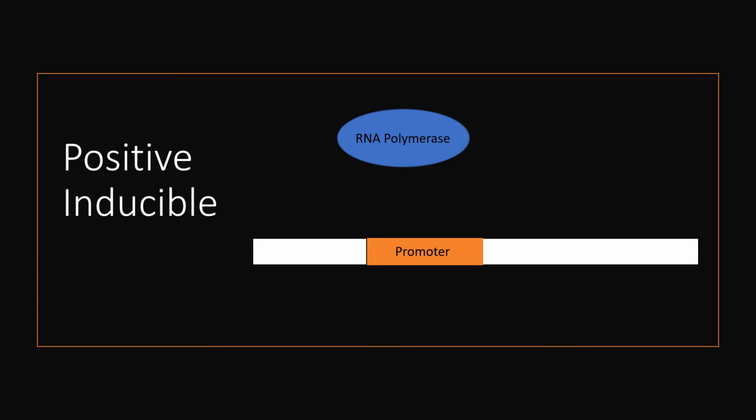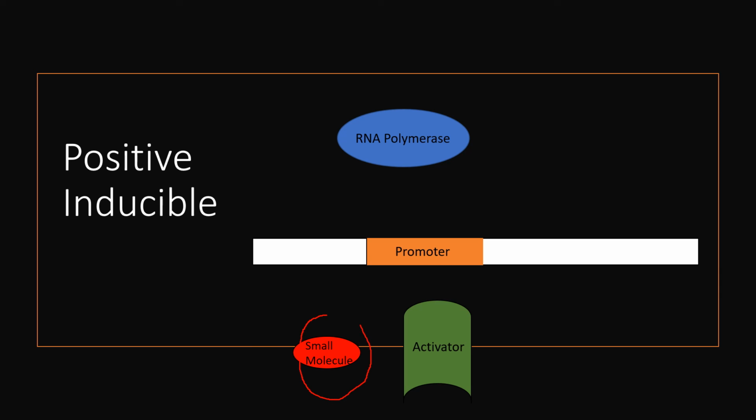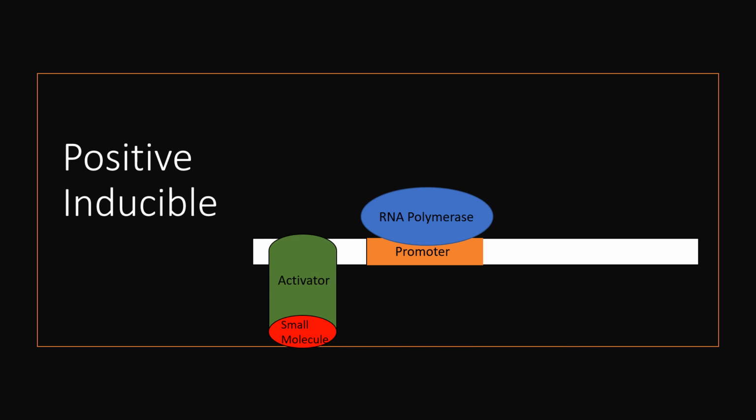So that means just that the RNA polymerase alone will not transcribe the S gene. It needs an activator. However, with just the activator, we still can't transcribe our gene. We need our small molecule right here. And what this will do is activate our activator, and this will allow our RNA polymerase to transcribe the gene.